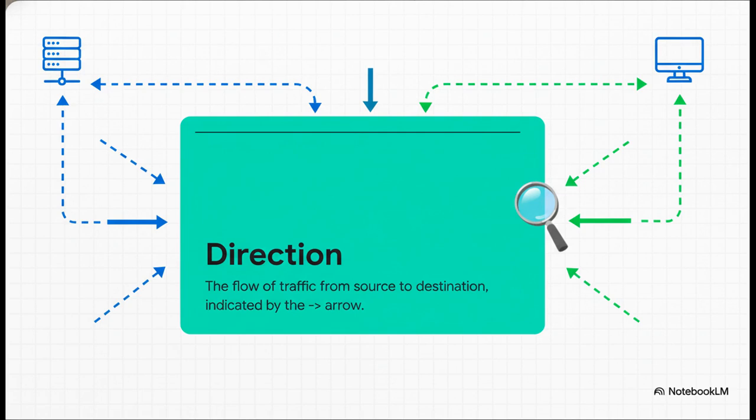And then there's the direction. It's just a little arrow, but it is so important. It tells us which way the traffic is going. Are we watching for something coming into our network from the big wide internet? Or are we looking for something on the inside that's trying to get out?